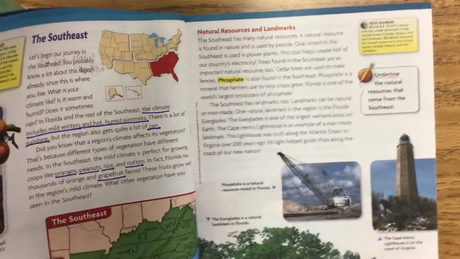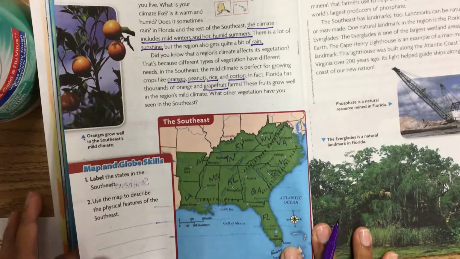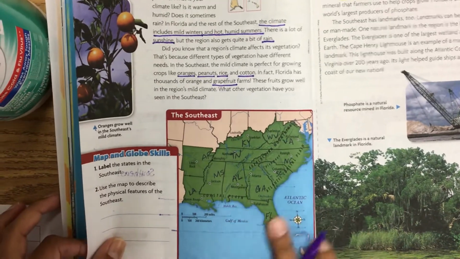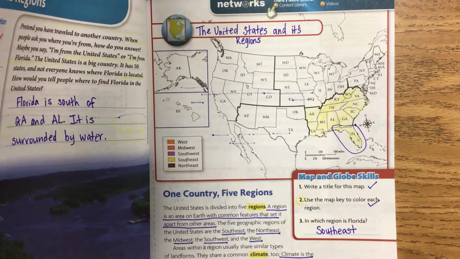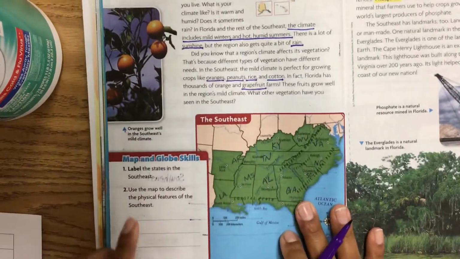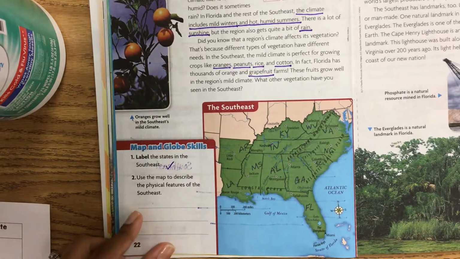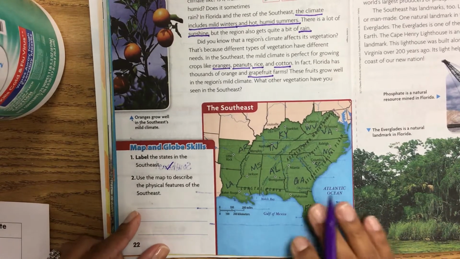And make sure we get in Alabama. All right, so double check and make sure that your map of the southeast matches the same one that's on page 21. Okay, now let's take a look at number 2. Use the map to describe the physical features of the southeast.